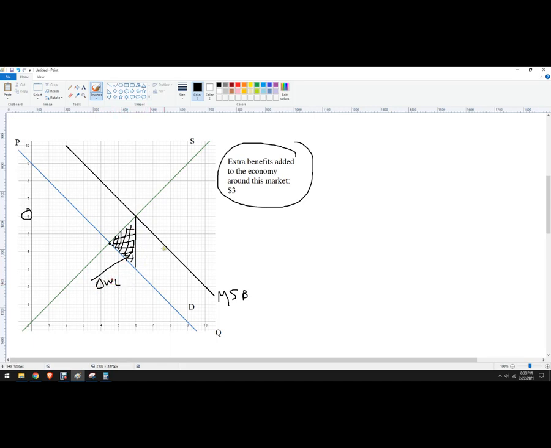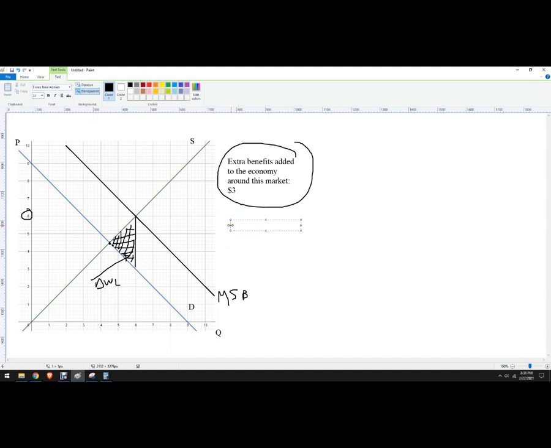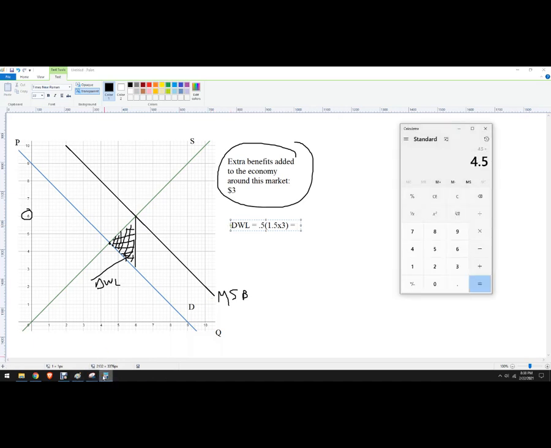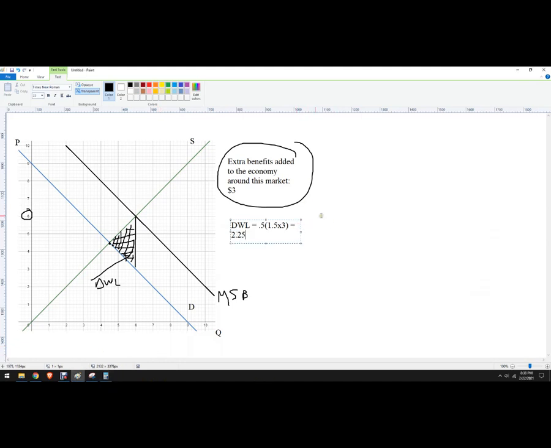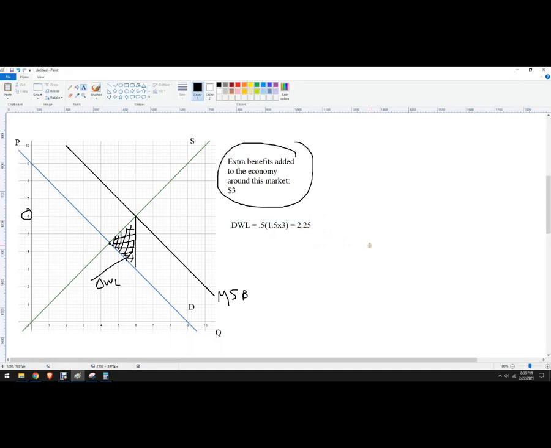And this one we can calculate. It would be how many extra units, 1.5 units. So our deadweight loss would be 0.5 times 1.5, because that's the quantity change, times 3, and that would give us 4.5, and then half of 4.5, 2.25, if I were to want to quantify that. So that's how to analyze that.